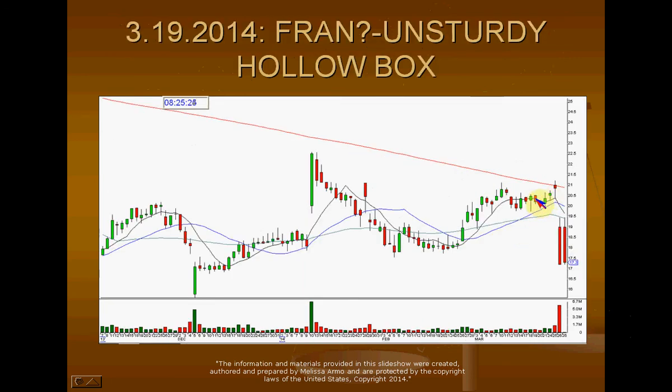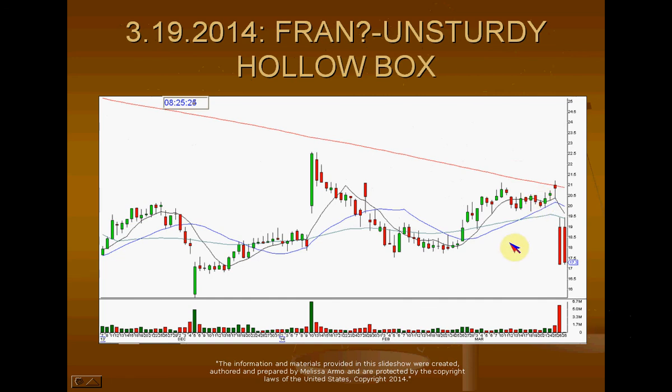Here was the day that this short set up. It set up in here, but it wasn't sturdy, and it didn't work out well, and it's not something that I would have done and had conviction in. Yes, the stock went right in the day, and if you shorted it, could you have made money? Probably not. It was a shallow, hollow box without a solid foundation.